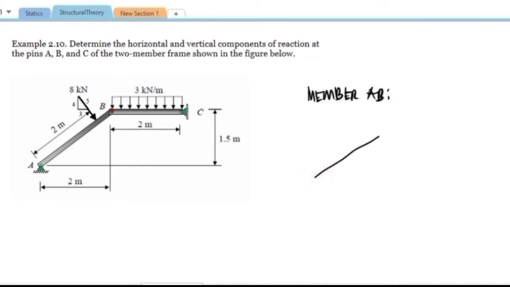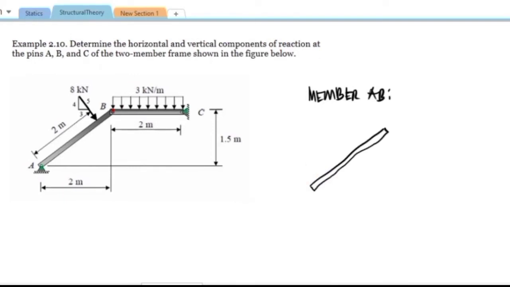So for the member AB, we have here the slope of 1.5 rise and 2 run. And we have here a load of 8 kilonewton. So we assume that this is force F, 8 kilonewton, with a slope of 4 rise and 3 run. This is 2 meters from the support A.